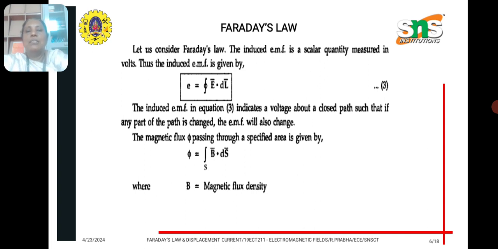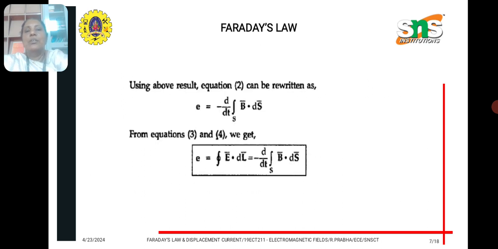The magnetic flux, denoted as phi, passing through a specified area is given by phi is equal to the integral of B dot ds. Here B is the magnetic flux density. We already know that E is equal to minus d phi by dt according to Faraday's law. Here phi is the flux linkage, and it is replaced by the surface integral of B dot ds. By combining the equations, we can write the induced EMF E is equal to the integral over the closed path of E dot dl, which is equal to minus d by dt of the integral of B dot ds.